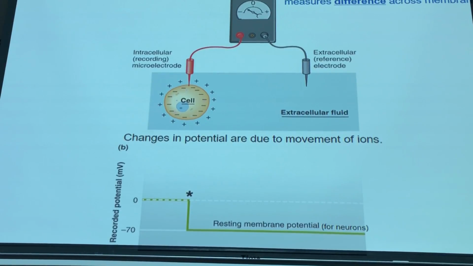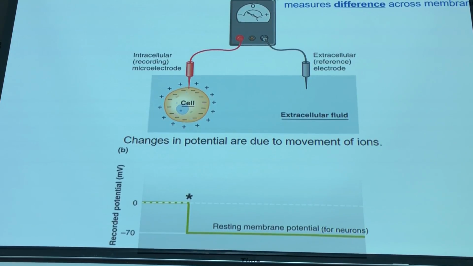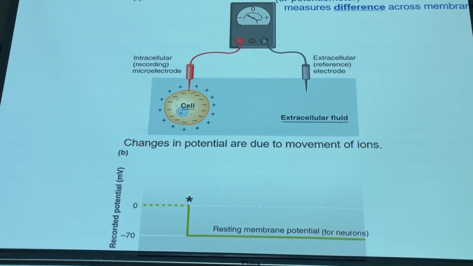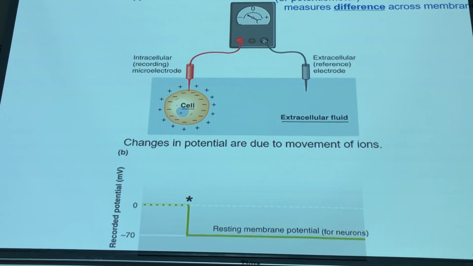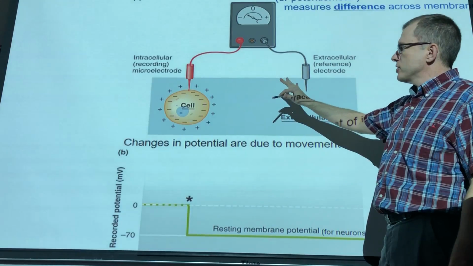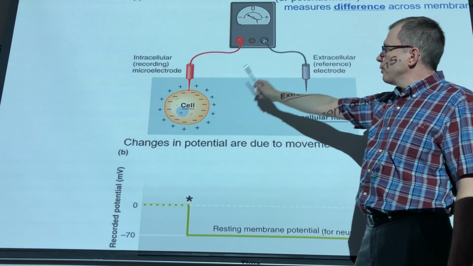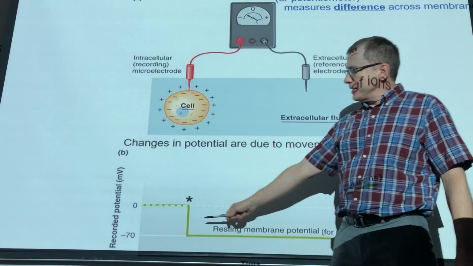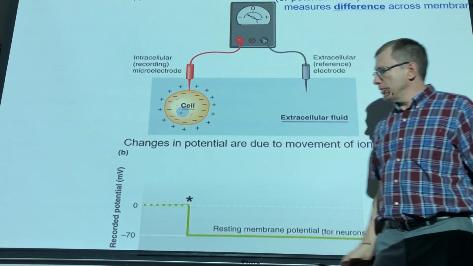So, what the bottom graph is showing you is that where you see the little asterisk is when they turn on the potentiometer, okay? So you're getting a reading of 0 because you haven't started your measurements yet, okay? And then when you actually record the difference, what you find is a result of minus 70 millivolts. Minus 70 millivolts, okay?